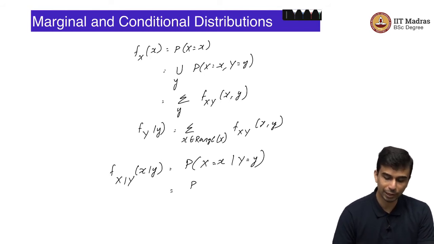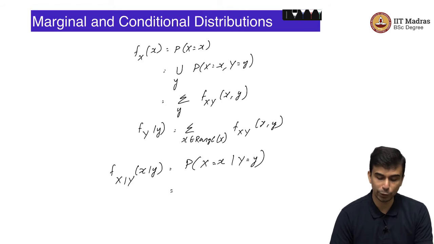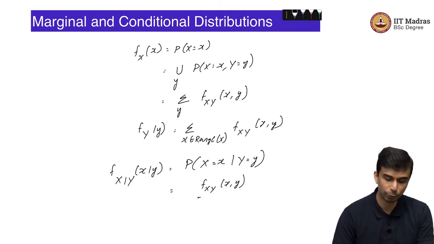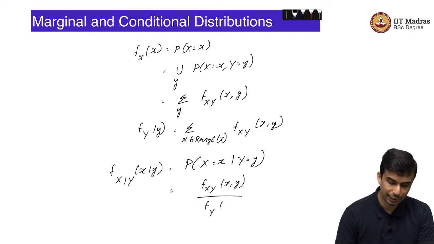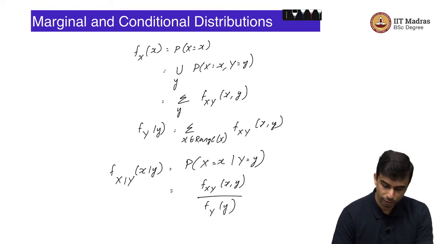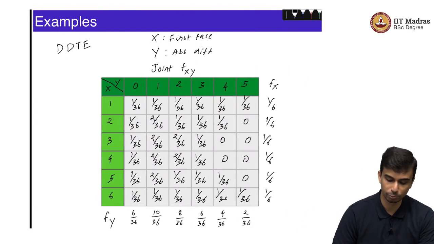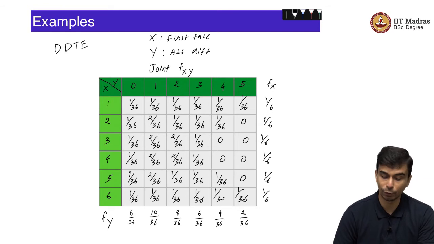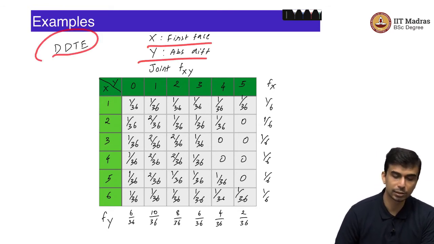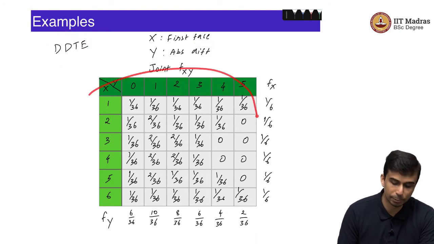But we can go further and say the probability of X equal to x given Y equal to y is simply the probability of X equal to x and Y equal to y divided by the probability of Y equal to y, which is exactly equal to f_XY(x, y) divided by f_Y(y). Similarly, you can have f_Y|X(y|x), which is f_XY(x, y) divided by f_X(x). We will illustrate these distributions also for the same example we had.